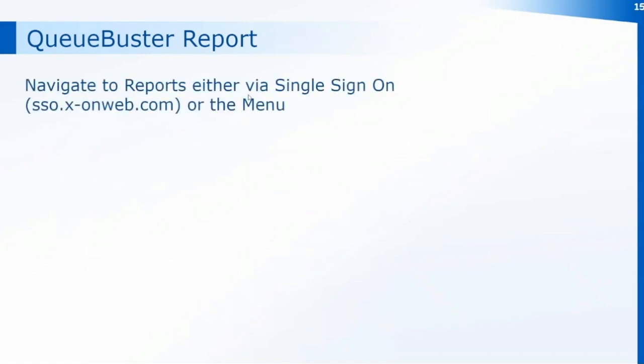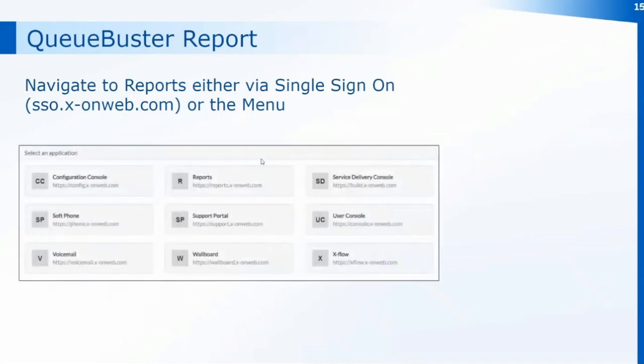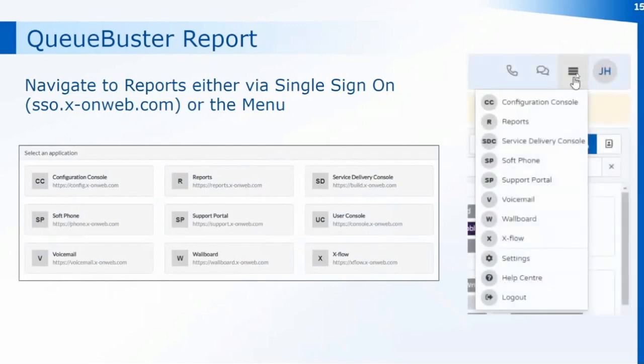So it will show on the system, you can see the attempts there and the missed calls on the attempts. Within the reports console, there is a specific QueueBuster report. So if you go to the reports console again, either via the single sign-on or through the menu on the side, so you can go back to your single sign-on window and click on reports, or you can go through the menu next to your initials and then select reports from the shortcuts there.